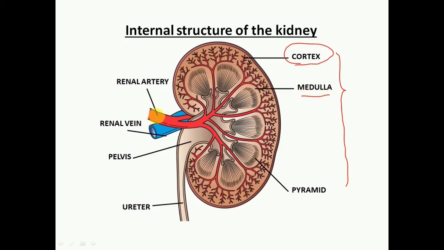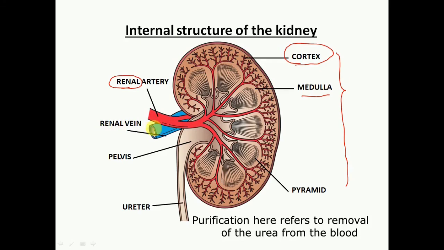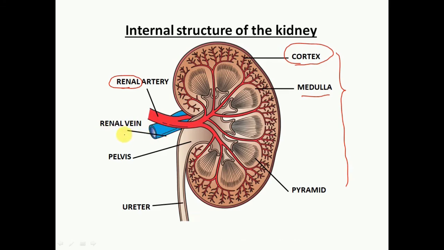This is the renal artery. Why are we calling it renal? Because anything related to kidney we call renal. Okay, renal artery, renal vein, renal tubule. This carries the dirty blood into the kidney for purification. This is the renal vein. After purification, the blood is carried from here to the heart. So this is the renal vein.